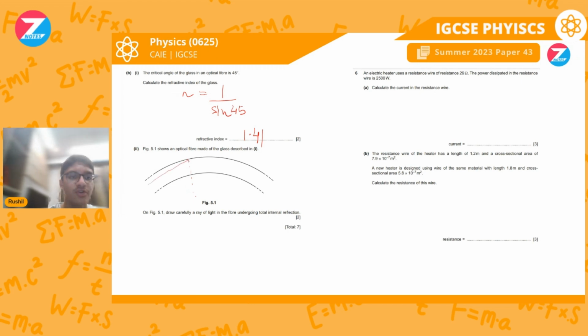That's why I'm drawing it far into the optical fiber. So we can draw a ray of light like this. Angle of incidence is obviously more than 45. So hence total internal reflection will occur, as it occurs at any angle greater than the critical angle. Then we have to follow the laws of reflection. The angle of reflection will be the same as the angle of incidence. So at a similar angle like this, it will be reflected.